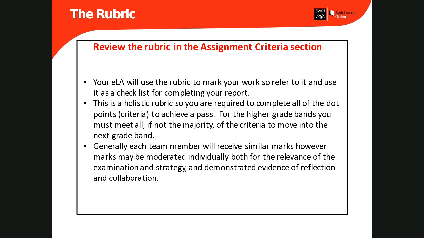Please make sure you check the rubric. This is what we use to mark your work. It is a holistic rubric, so it means you need to complete all of the dot points, so all the different criteria at the pass level to be able to then move on to a credit, distinction or HD. So if there are parts missing, you will struggle to get out of that pass mark. You might even struggle to pass at all.